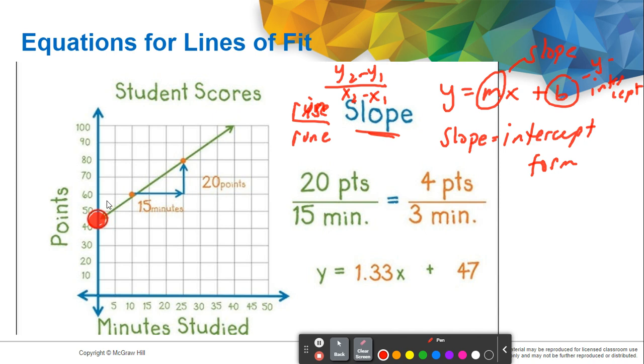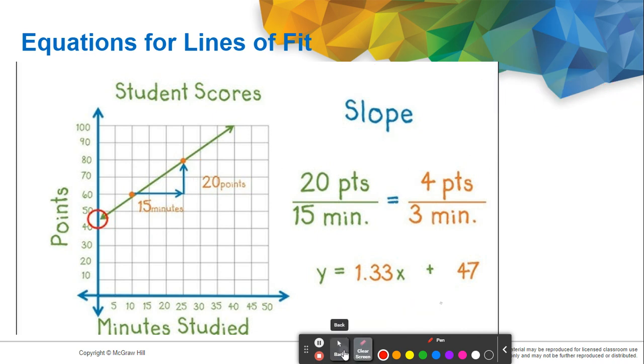Okay? That's why for this example, as you can see, this is our rise. This is our run. Okay, we have 20 points for the rise, 15 minutes for the run. So our slope is 4 over 3, or in decimal is 1.33x. Okay, and then plus our y-intercept, which is estimated as 47. That's why the equation is 1.33x plus 47. That's how we make the equations for the line of fit. Okay, let's apply that one for our examples.